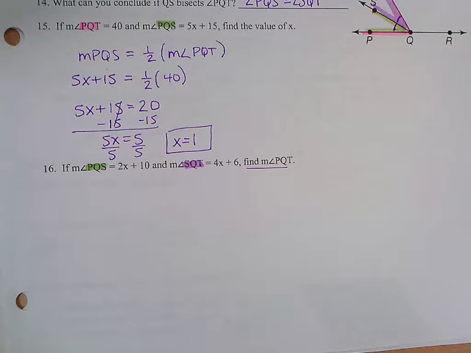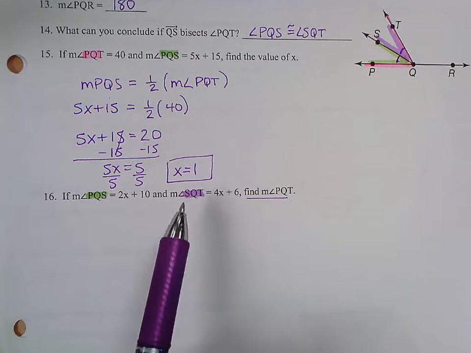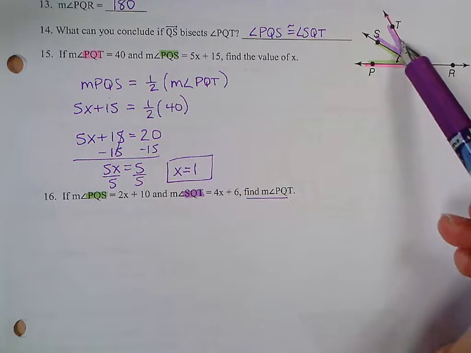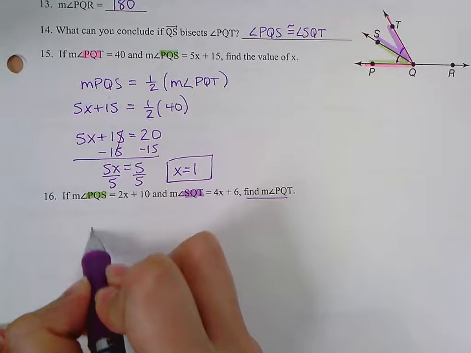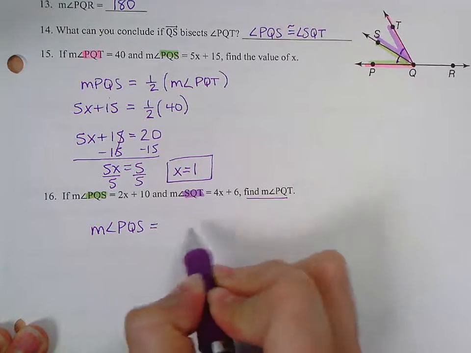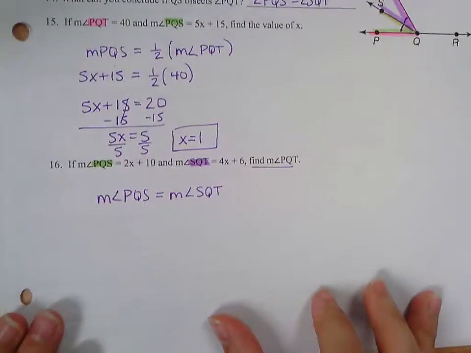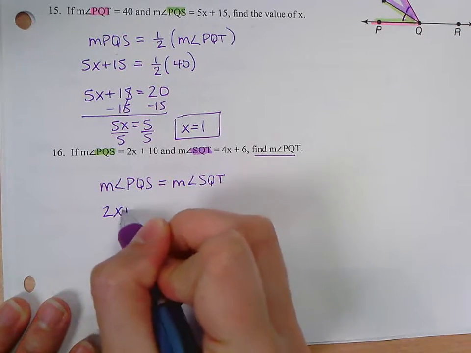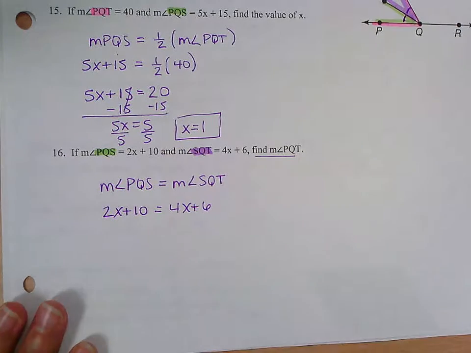But in order to find that, I need to know what x is. So looking at how I highlighted it, what's the relationship between these two angles and their measures? They're the same. They're equal. So I know the measure of angle PQS is equal to the measure of angle SQT. Okay, so that means PQS is 2x plus 10. That must equal SQT, which is 4x plus 6. And again, I now have an equation I can solve to find x.